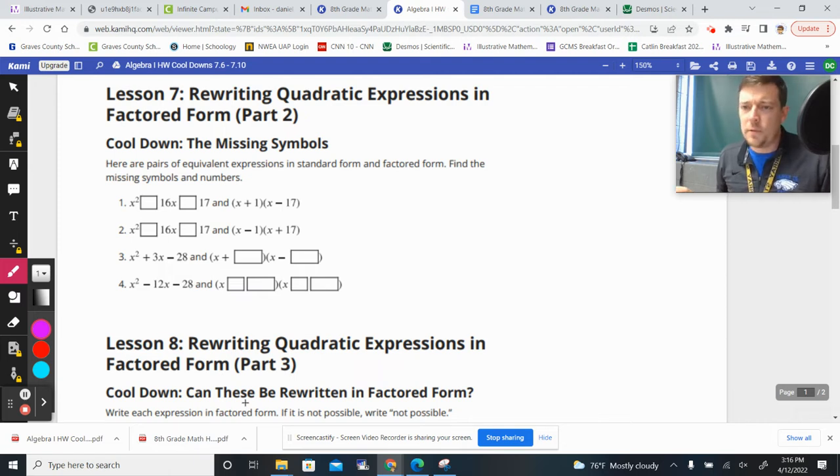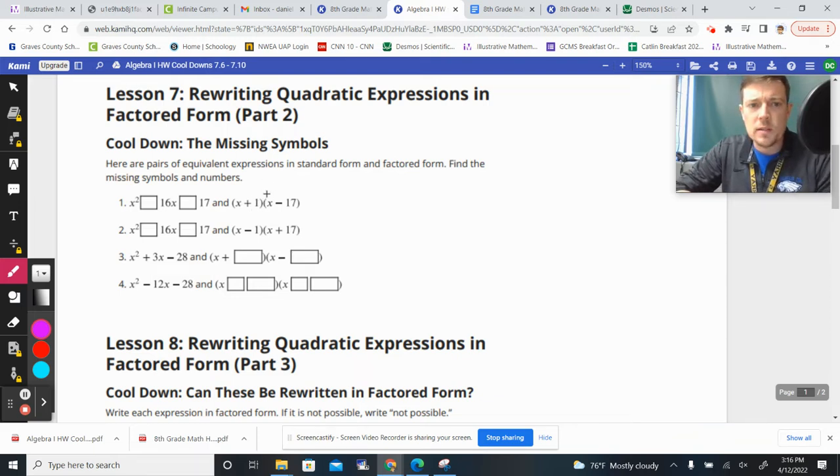And the only thing we added different to it today is that we're going to have some negatives involved in the constant. All right, so if you look at 3 and 4 here, you can see that the constant is negative. And what we learned today in class is that if the constant is negative, then in your factor, you're going to have this plus minus mix.